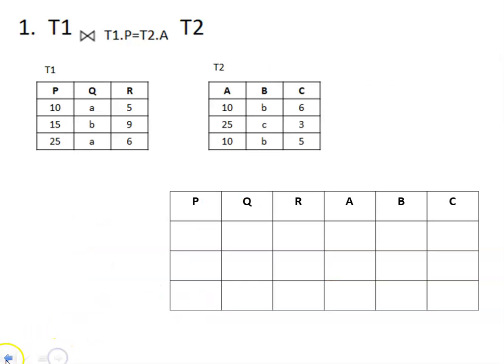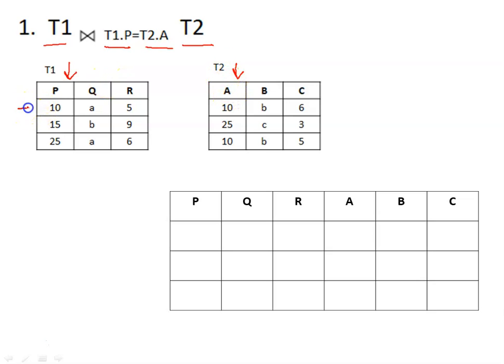The first operation is T1 equi-join T2. Now what are the join attributes? From T1 it is attribute P and from T2 it is attribute A. When we perform a join operation based on these two attributes, what would be the output? Basically we are trying to join tuples from T1 and tuples from T2 based upon the attribute P from T1 and A from T2.